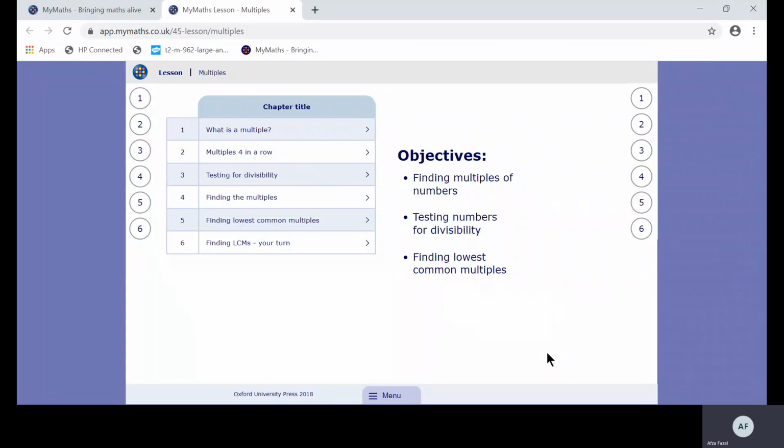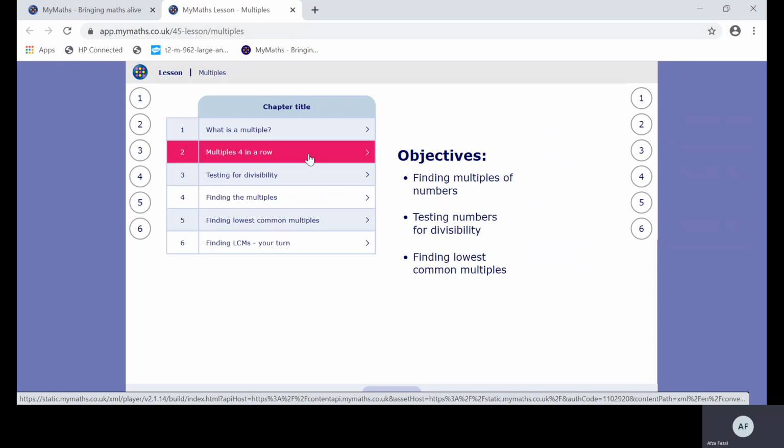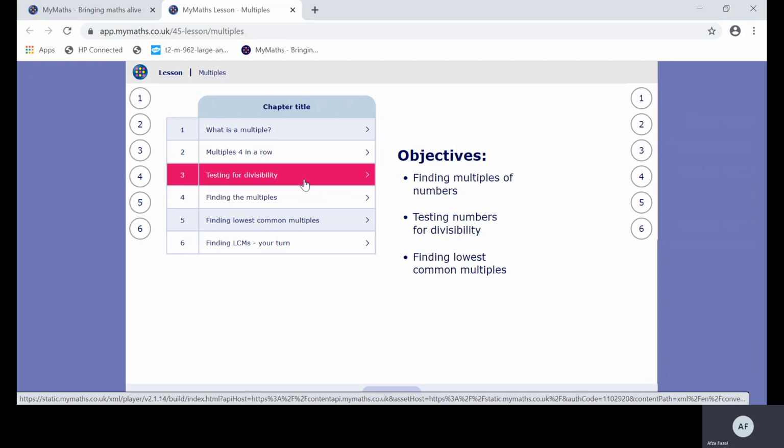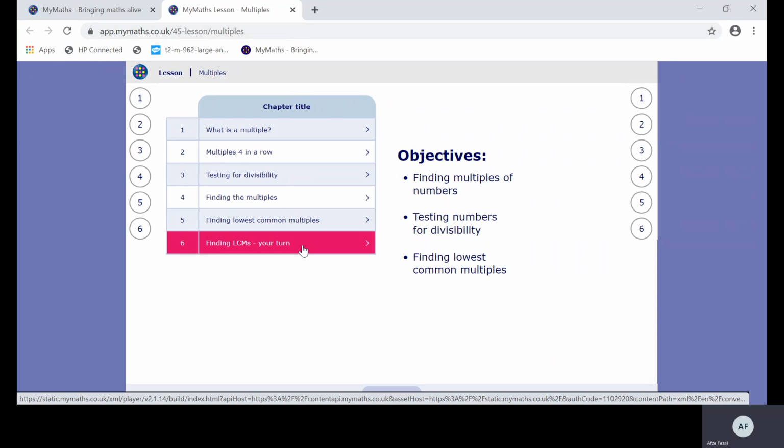Today's lesson is multiples. So we're looking at finding multiples of numbers, testing numbers for divisibility, finding lowest common multiples. So we've got what is a multiple, multiples 4 in a row, testing for divisibility, finding the multiples, and finding LCM, so lowest common multiples. So that's your turn. You practice here and then you have a go.